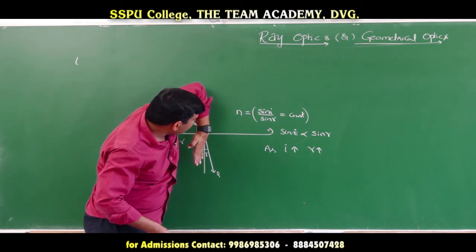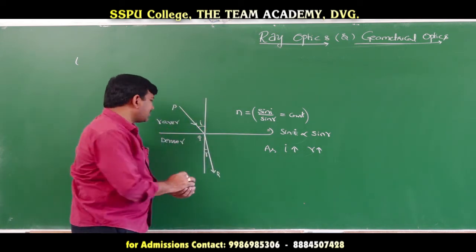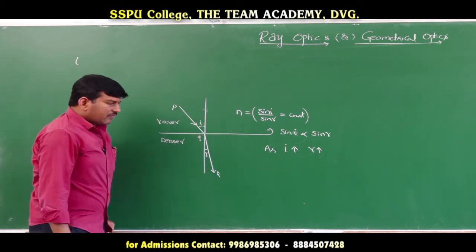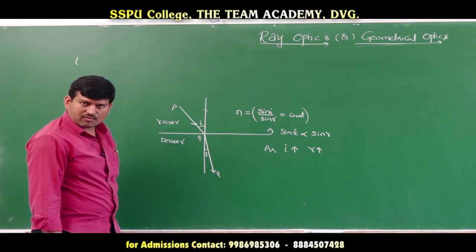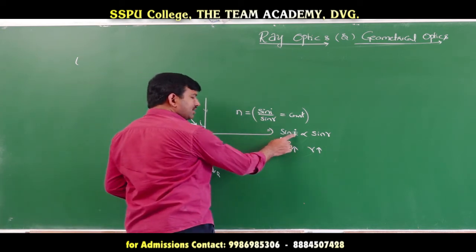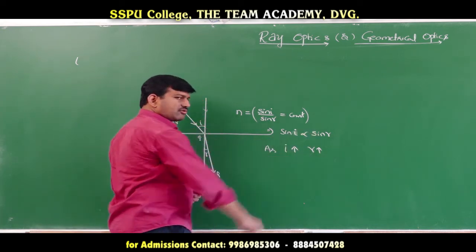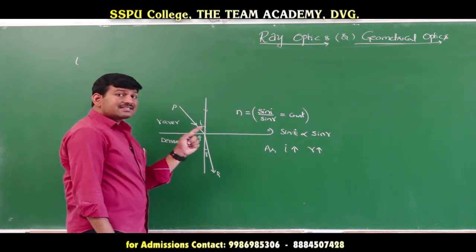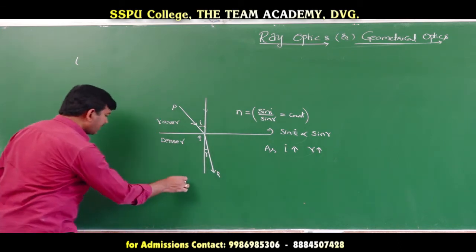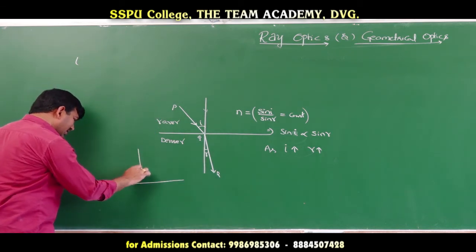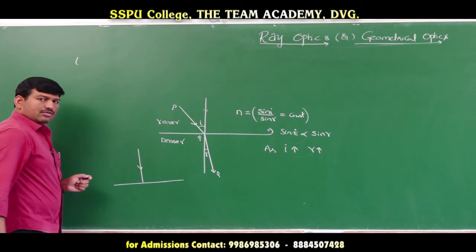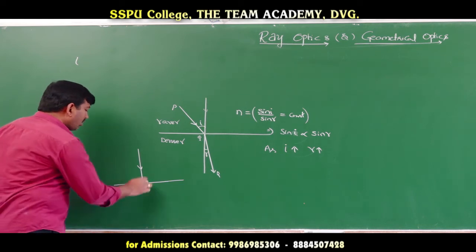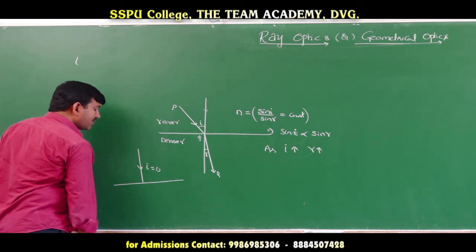If this incident ray is along the normal line, what is the angle of incidence? If it comes in this direction, then i is equal to 0. When i is equal to 0, r is also equal to 0. Why? Because sin i is sin 0, which is 0, so sin r is also equal to 0. Finally, for normal incidence, how is the light ray incident? The light ray is incident along the normal line. For normal incidence, angle of incidence is equal to 0.